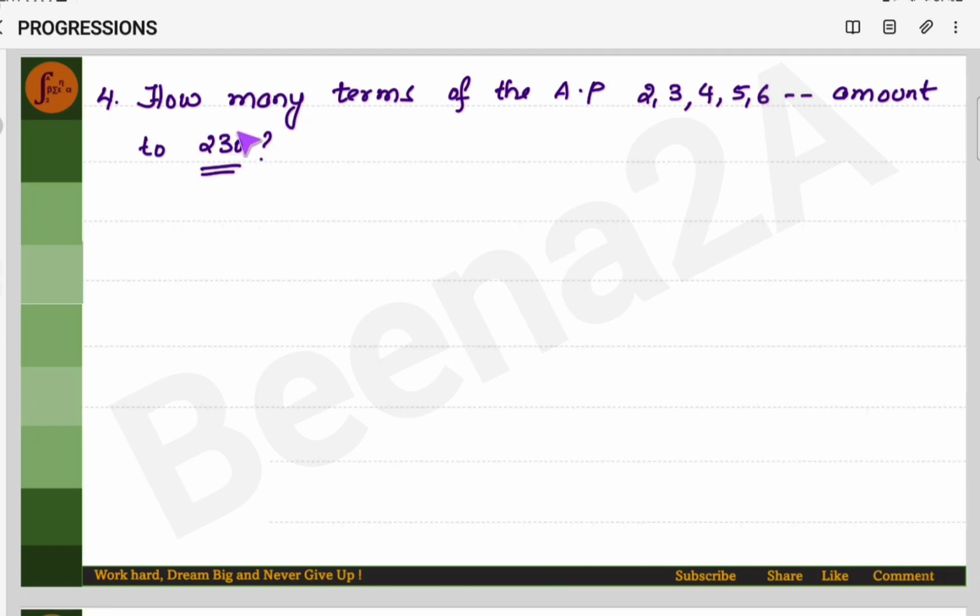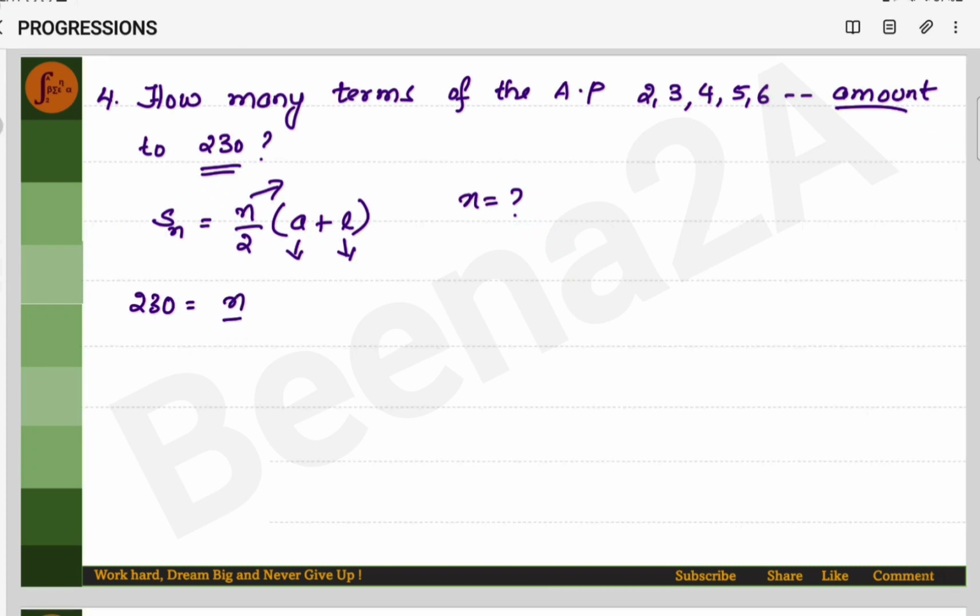Since there is a total here, amount to 230, that means we'll have to use the sum formula. What is the sum formula? Sn is equal to n by 2 into (A plus L). A is the first term, L is the last term, n is the number of terms. Now, the sum has been given as 230. We don't know n. n is the number of terms, which is what we have to find out.